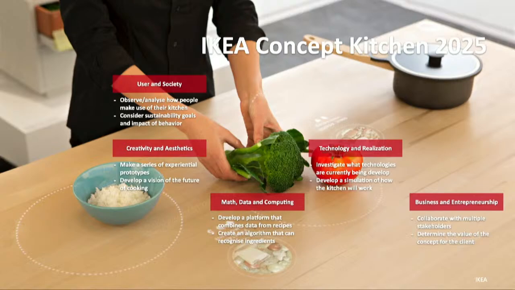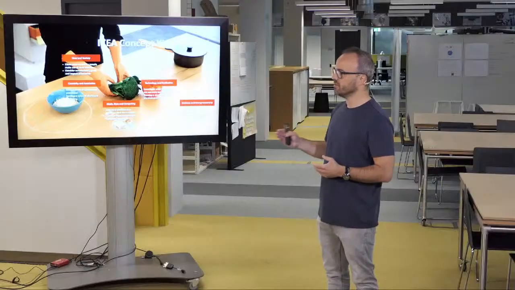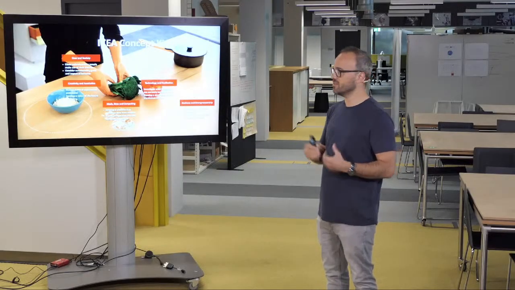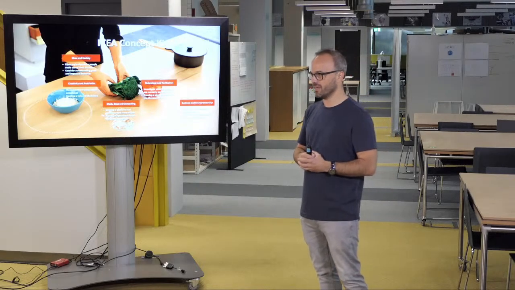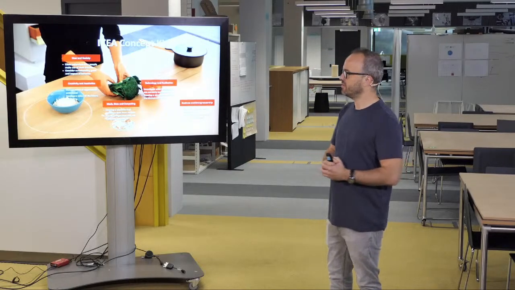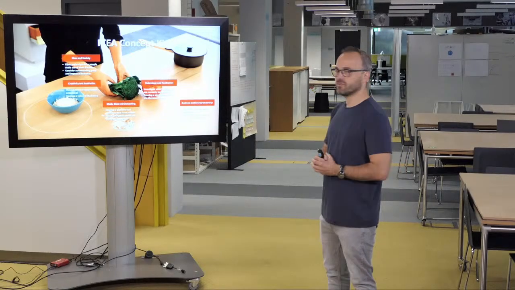But in order to build this concept and build this idea of the kitchen of the future, the students required competences. They had to be able to observe and analyze how people work and make use of their kitchen in the current context. They need to consider sustainability goals and the impact that some decisions have on the behavior of people. So they need to understand the underlying theories, and they need to have underlying skills such as interviewing, ethnographic methods, probes to observe how people operate in the kitchen. And all these things you learn throughout your program, in the context of creativity and aesthetics.